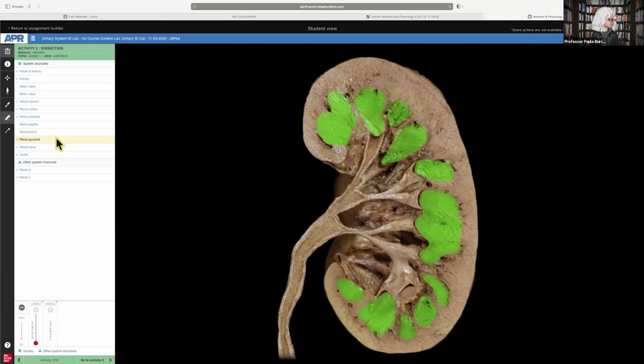A renal pyramid with the associated cortex above it is called a lobe. At the tip of a renal pyramid is a renal papilla. The renal papilla drains into a tube called a minor calyx. And from there, the urine moves into the major calyx. The major calyx then will empty into the renal pelvis, which is continuous with the ureter.